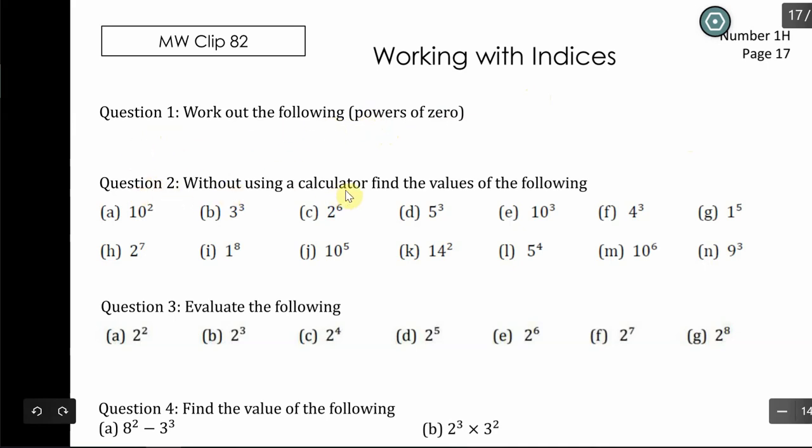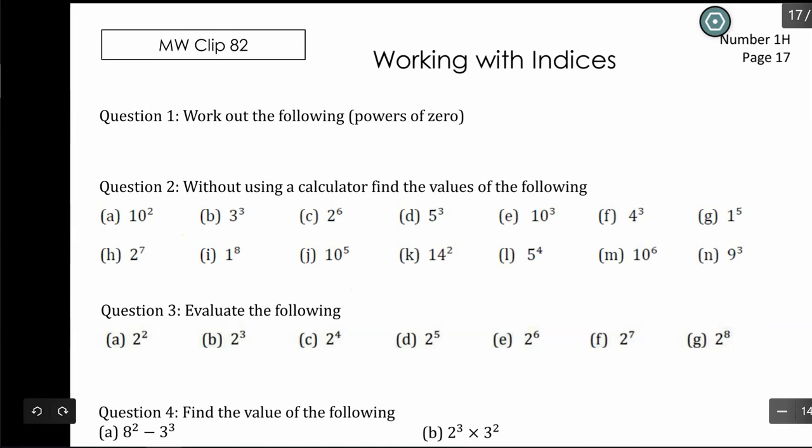Question 2 though, without using a calculator, find the values of the following. So this is just testing your knowledge of square numbers and cube numbers and what powers mean. So I'll just do a few of these and then pause the video, fill in the rest, and you can copy down the answers when they're on screen if you haven't got them already.